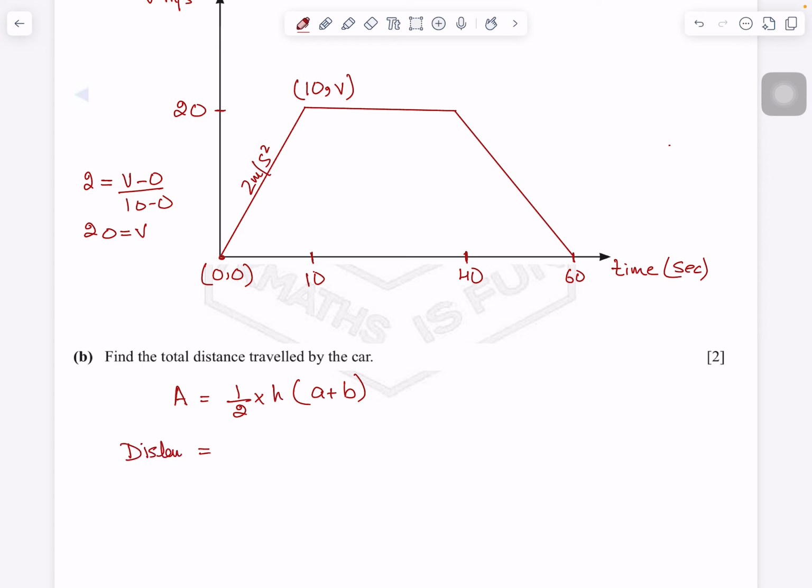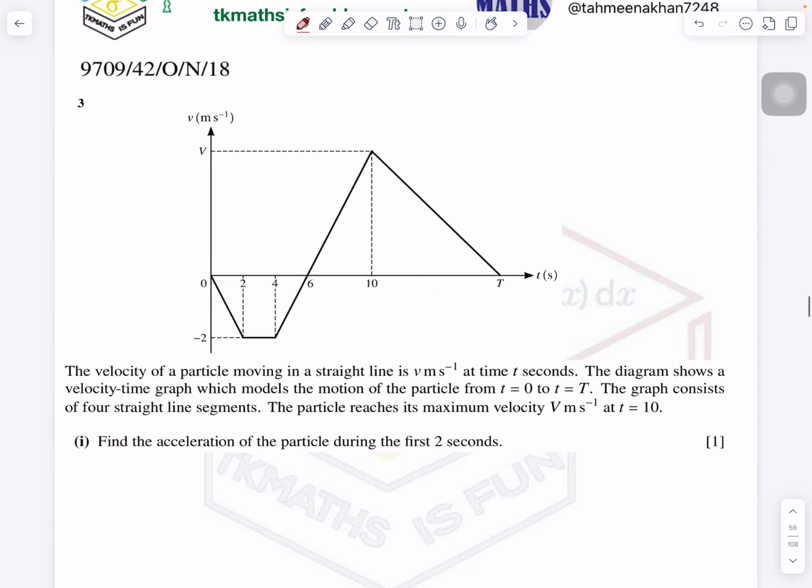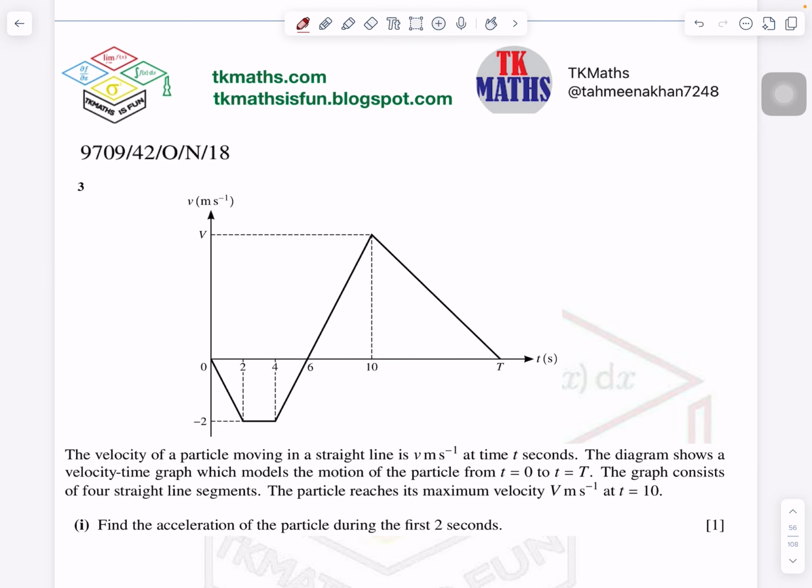Okay, so height is the perpendicular distance between two parallel sides. So these sides are parallel. So this height is 20 and a and b are the parallel sides. So it is 60 plus 30. So you can solve it. You have a calculator. So it will be 900 meters. So I hope you understood and you have easily done it also. Now, if you want to put the video on pause and try out yourself, you can.